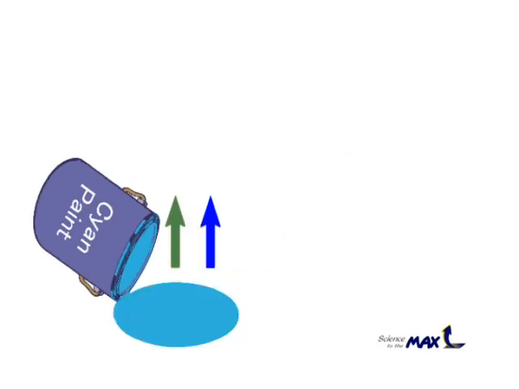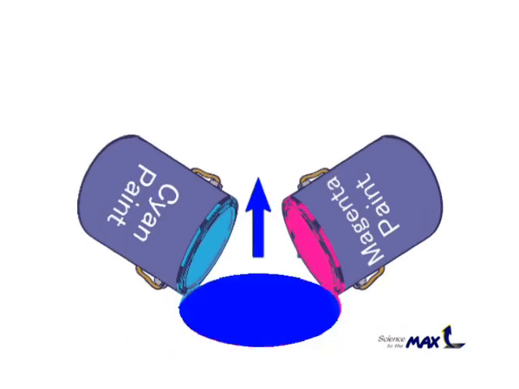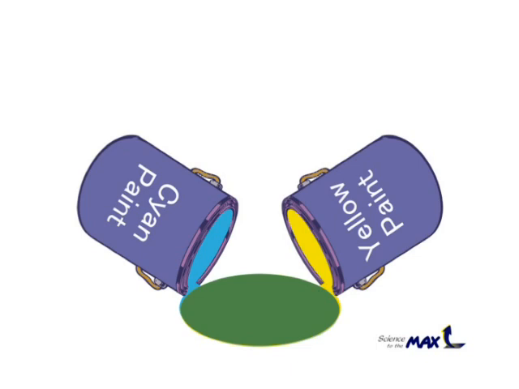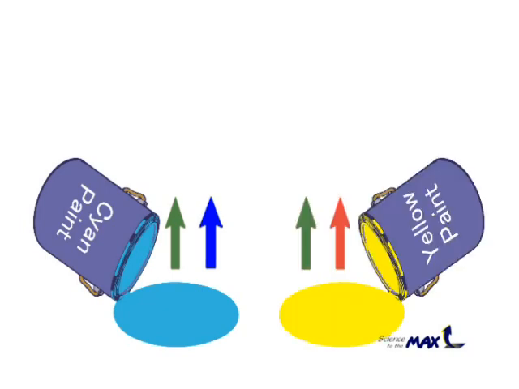To produce blue, you mix cyan and magenta paints. Cyan reflects blue and green and absorbs the red. Magenta reflects blue and red and absorbs the green. The common color that they both reflect is blue. To produce green, you mix cyan and yellow paint. Because cyan reflects blue and green and absorbs the red, the yellow reflects green and red and absorbs the blue. So once again, the common color that they both reflect is green.